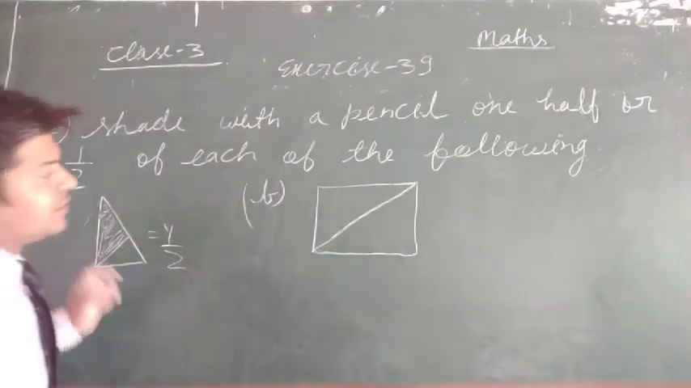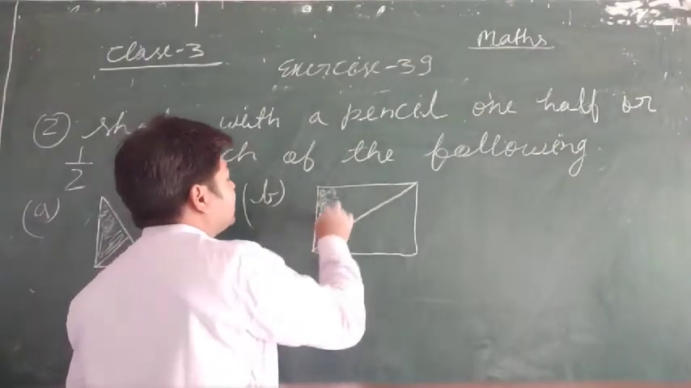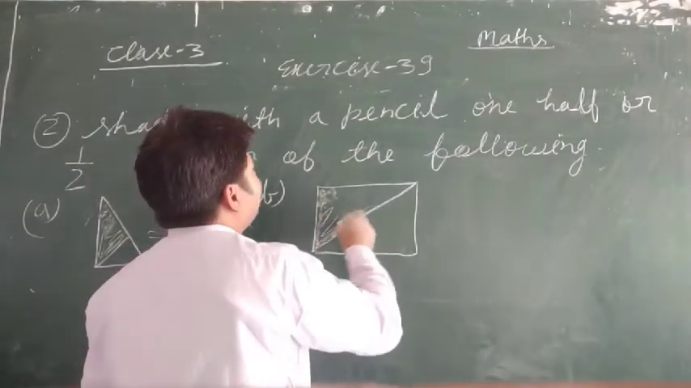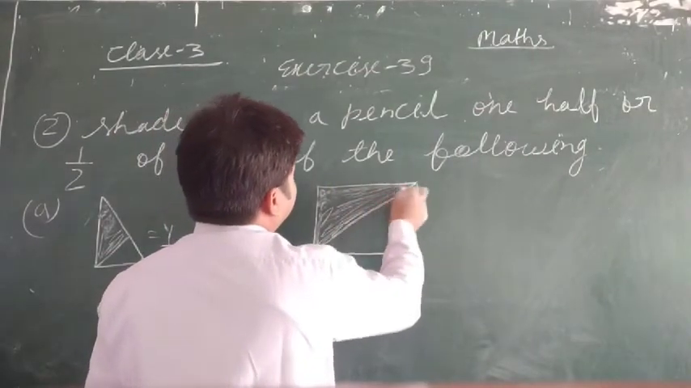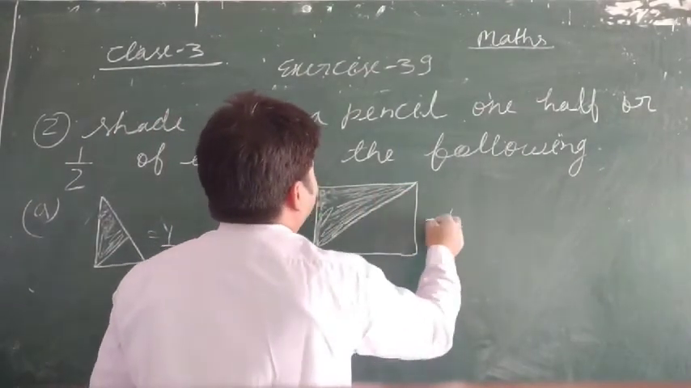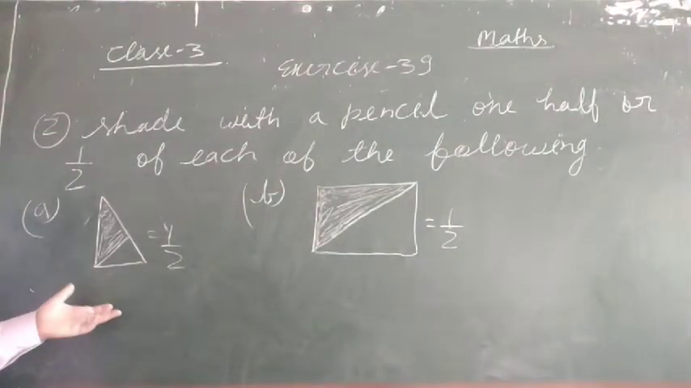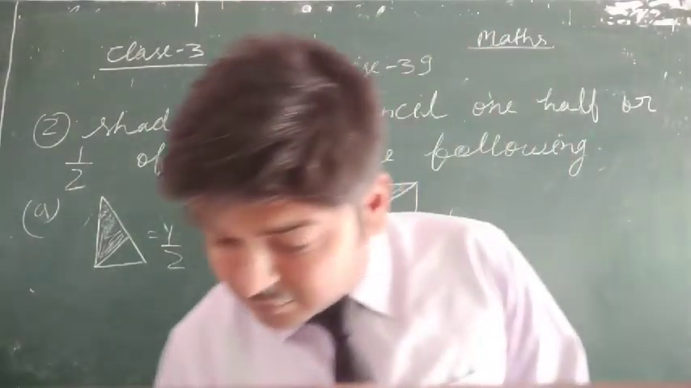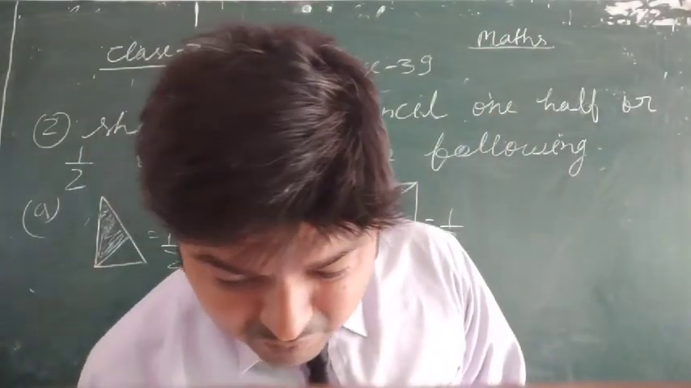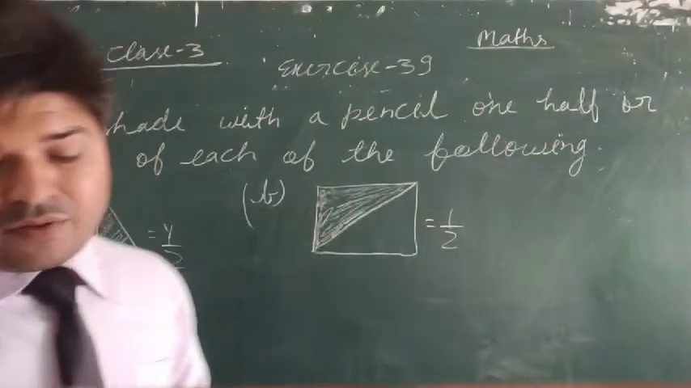Okay, here we will also show the half part. So 1/2 means out of 2 parts you have to shade 1 part. Okay, 1/2. So like this you can do question number 2. Now I am going to tell you question number 3.